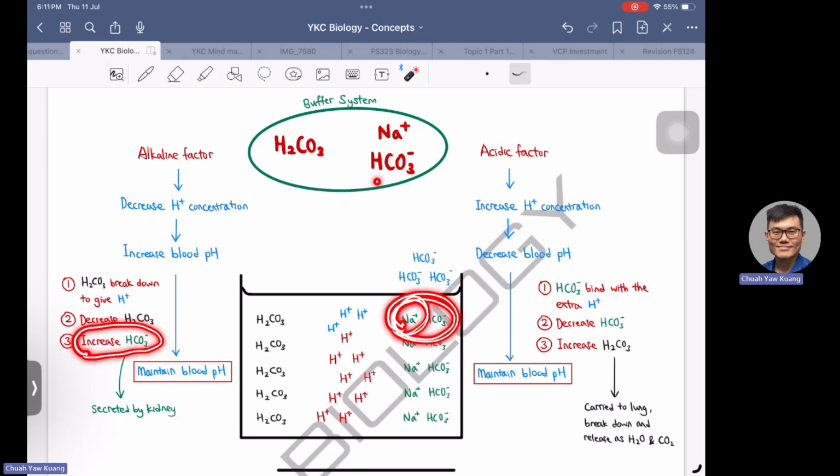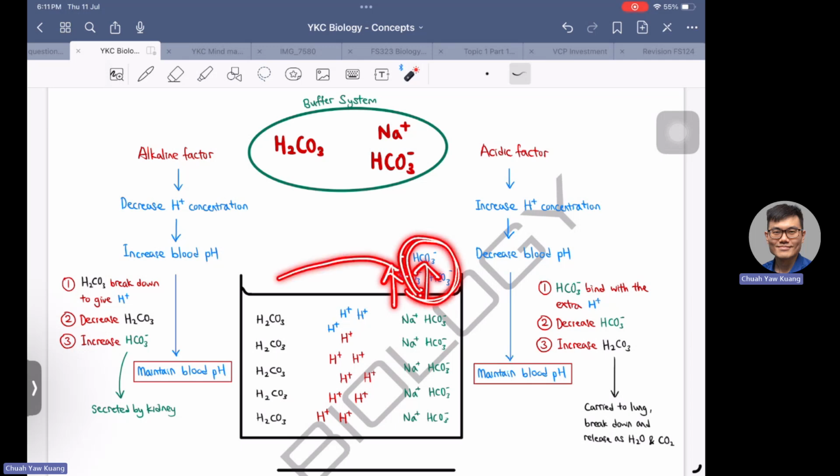So where will the sodium come from? It will come from the kidney. If the bicarbonate ion is getting more and more, there will be too much bicarbonate ion. In that case, this bicarbonate ion will be secreted by the kidney. It will be eliminated from the blood. So this is what occurs when there is an alkaline factor.